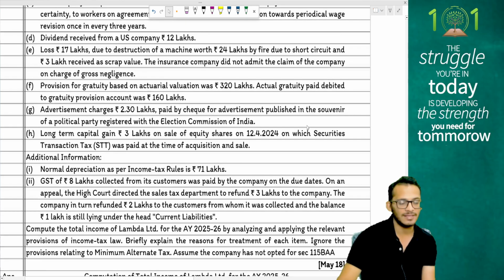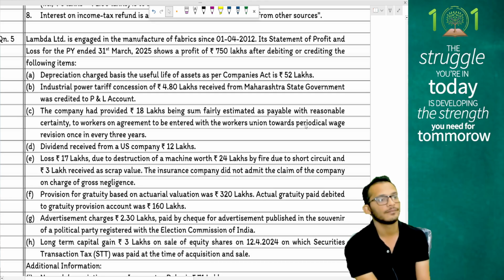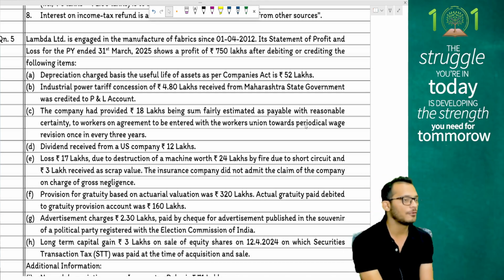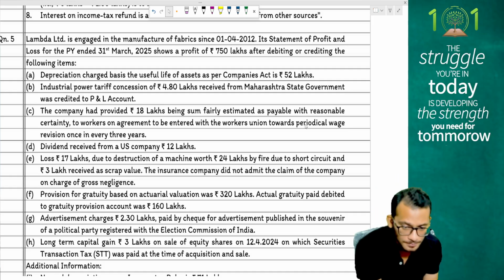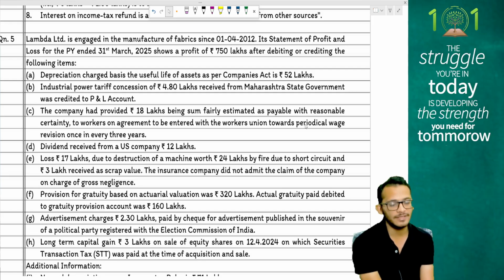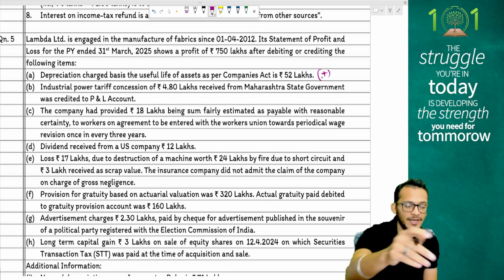This time, for the first time, luckily nothing has been mentioned about additional depreciation, meaning you will have to give additional depreciation even if the question does not talk about it. Pay attention to that. What are the items given, people? First item says depreciation charge based on useful life. Quickly, plus, people, now you're getting used to it.